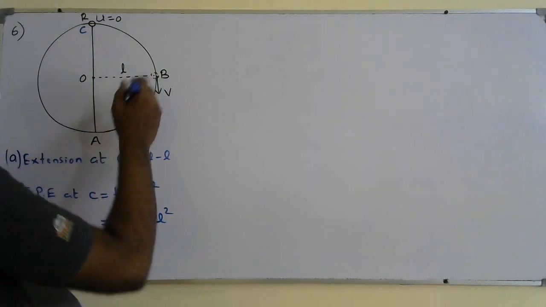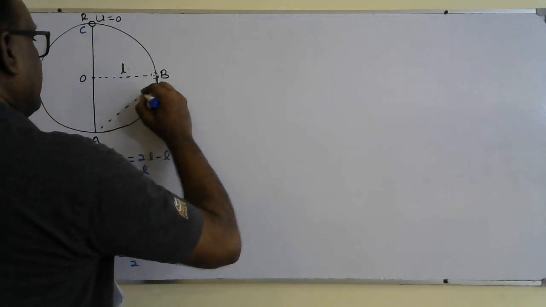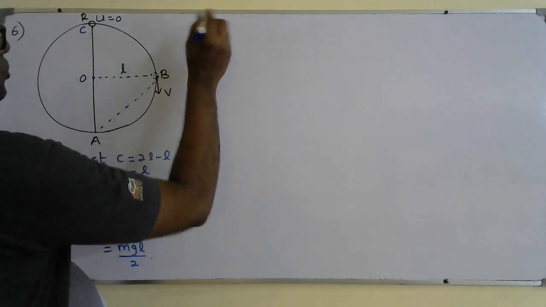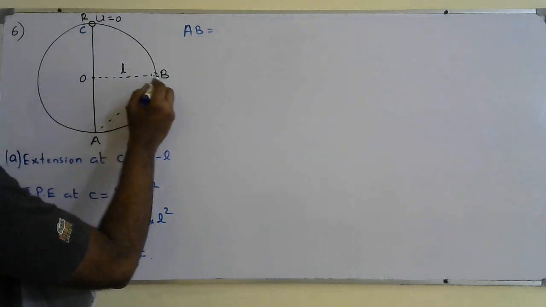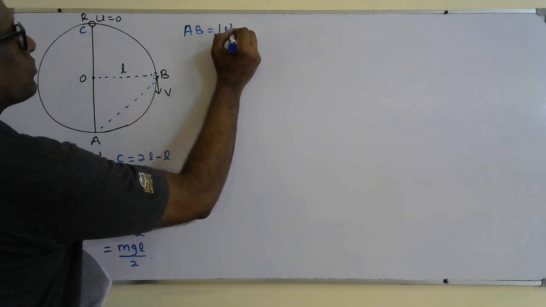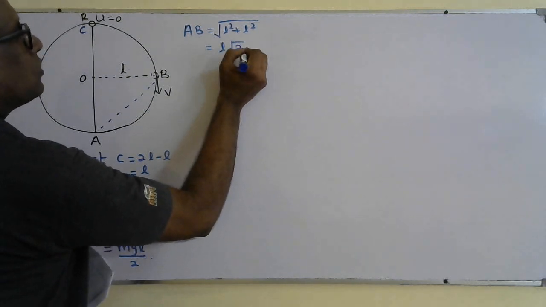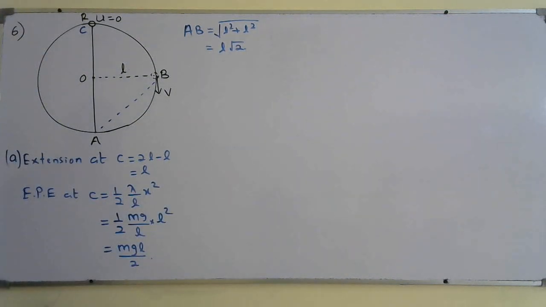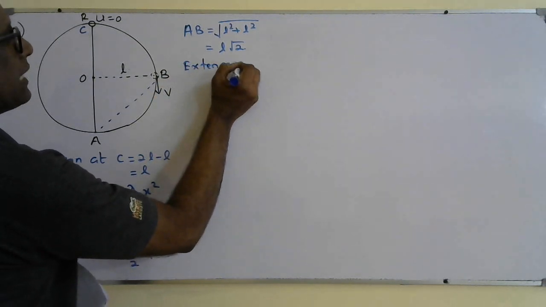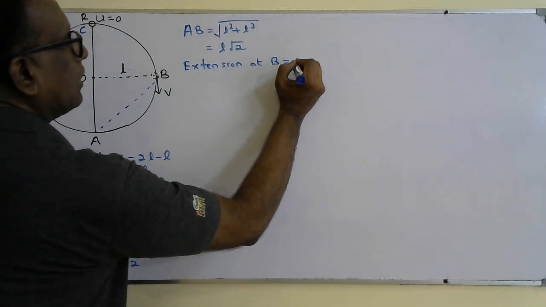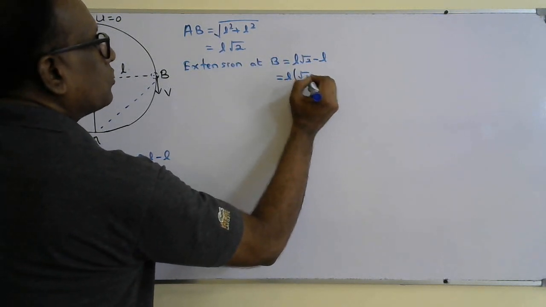So at B, what could be the length? If we find the length AB, we can find the extension at B. Using Pythagoras theorem, AB is equal to the square root of L squared plus L squared, that is L root 2, that is the length AB. So the extension at B equals L root 2 minus L, that is L into root 2 minus 1.